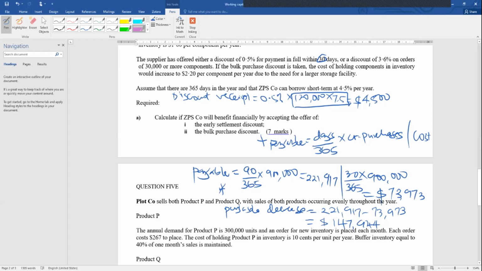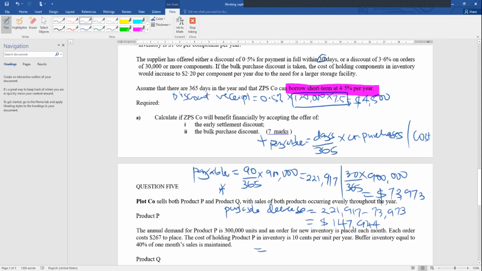The bank is given here. The bank is going to finance you. There's a borrowing here. But if we're going to be borrowing from the bank at a cost of 4.5%, the bank is charging you an interest, which the supplier was not charging you. Therefore, in case you do accept the offer, you'll be paying an interest because of the amount of money that you have borrowed from the bank.